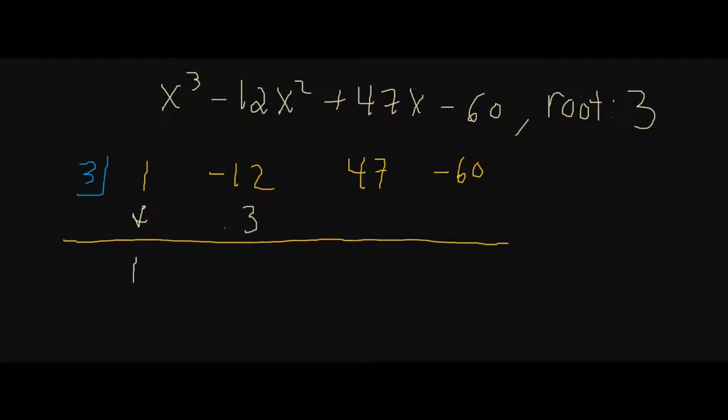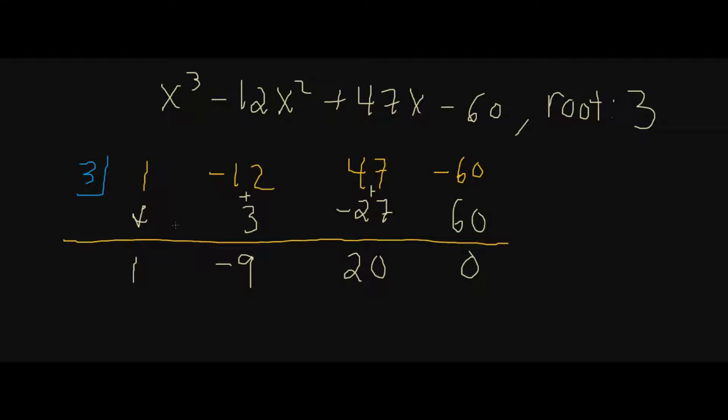Okay, so now we bring the 1 down, and we take the 3. We multiply it by the 1, which is 3. So we put the 3 here. That's what goes over here once we multiply it. And all we do is pretty straightforward. Just add. Well, what's negative 12 plus 3? Well, that's negative 9. And now what's 3 times negative 9? Well, that's negative 27. Now we just add this over here, right? And we're going to get 20. Right, so what's 3 times 20? Well, that's 60, which goes over here. So we're going to put 60, and that's 0.